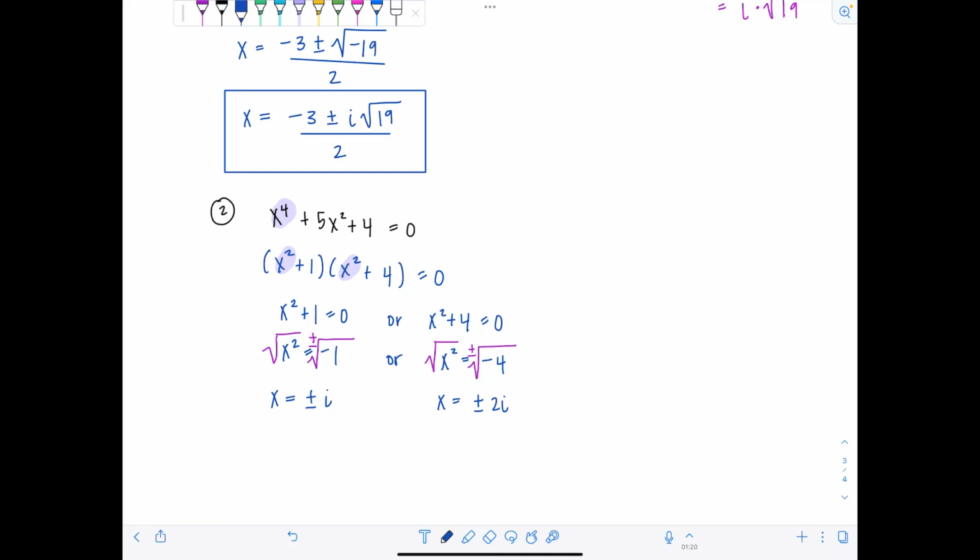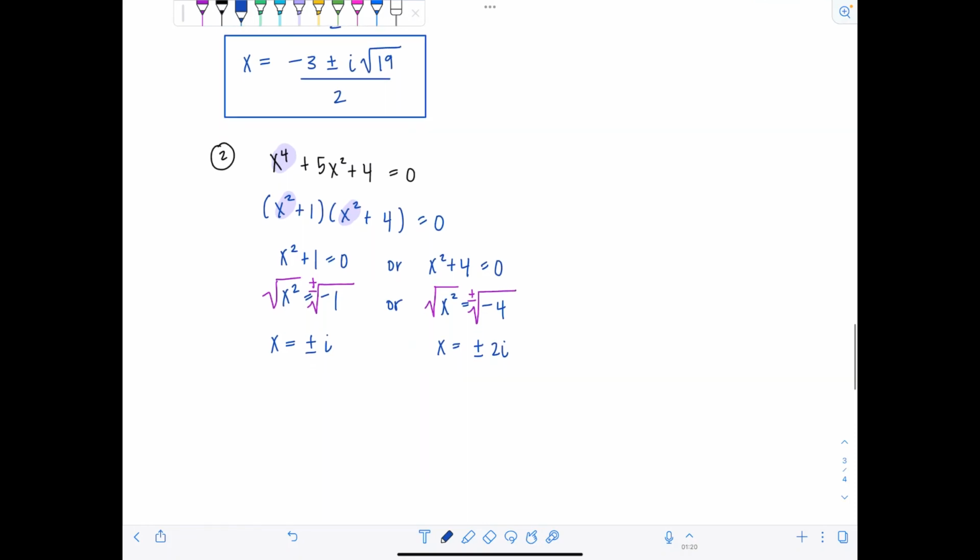Okay, very good. And we can tell now we actually have a total of 4 solutions, plus or minus i and plus or minus 2i. Really, the most proper way is to put them in a solution set.